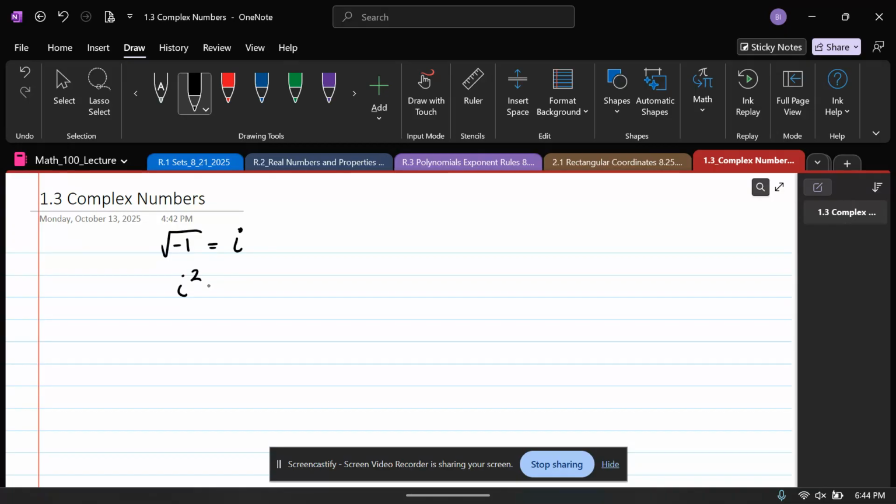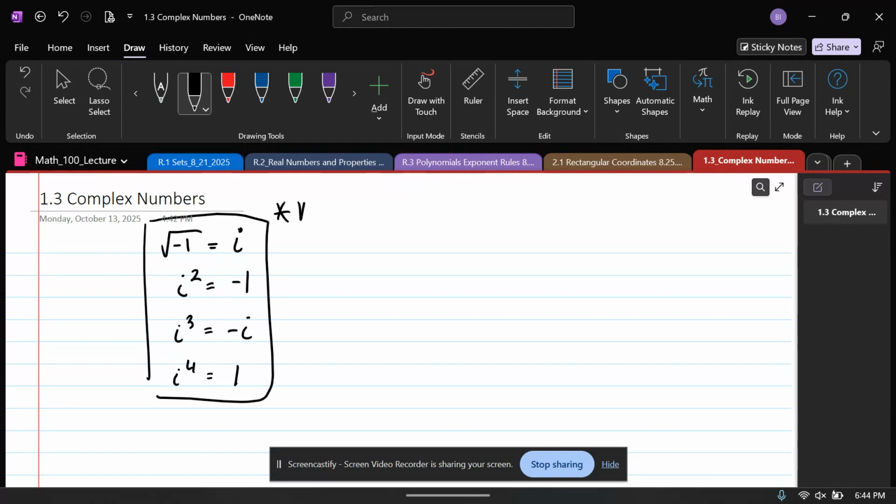If you square I, that's going to be negative 1. If you cube I, that's going to be negative I. And if you have I to the 4th power, that's going to be positive 1. That little chart right there, you need to memorize that. That's going to be important to know. Those 4 things for sure. Okay.